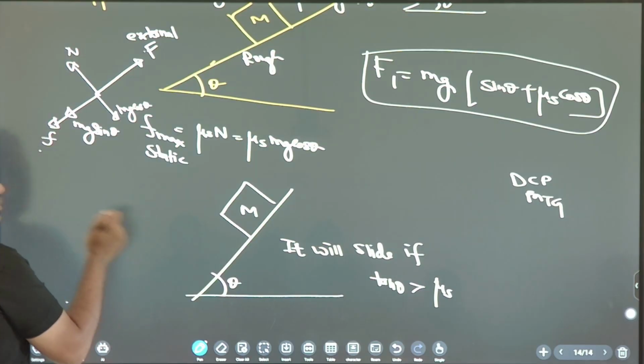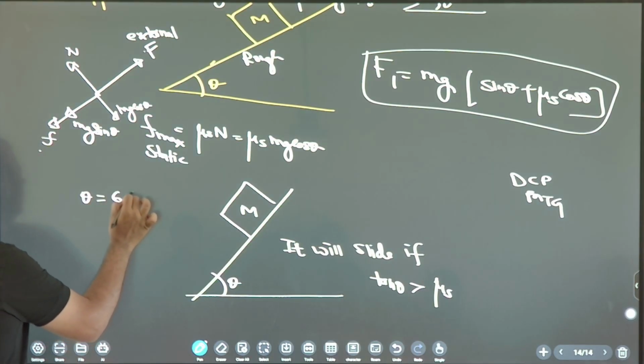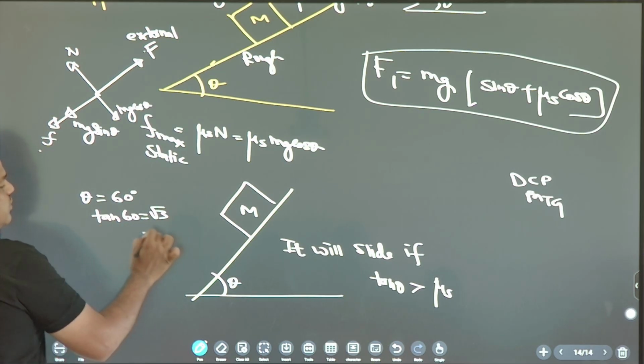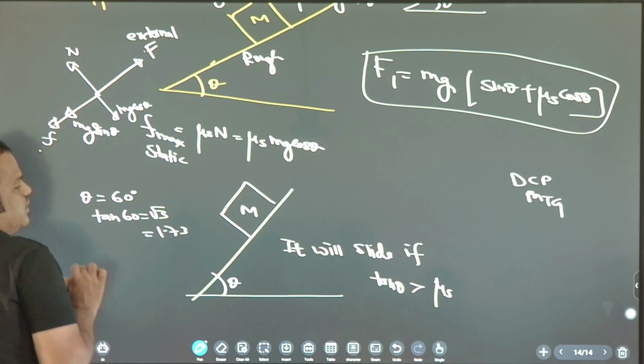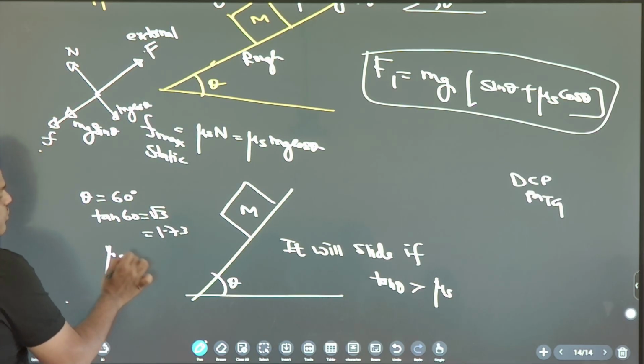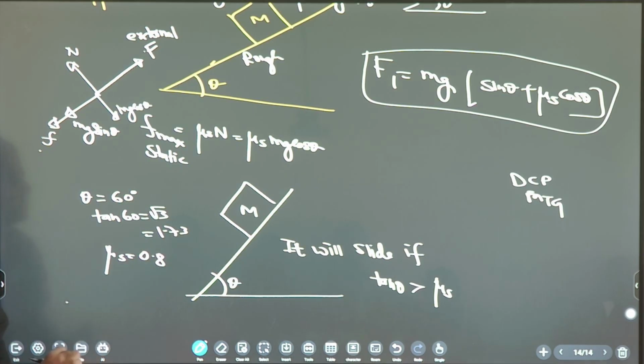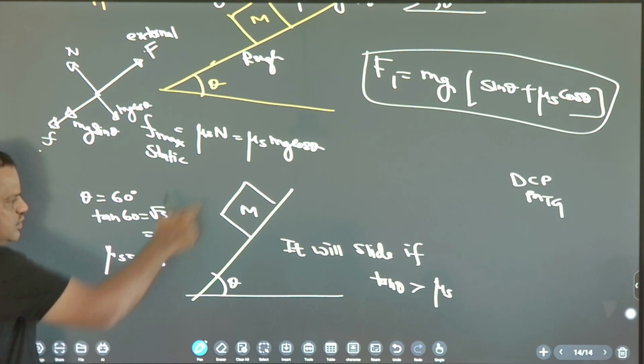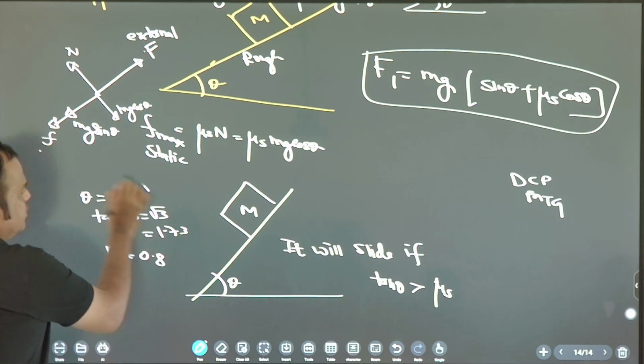Like for example, suppose theta is 60 degrees. So what is tan 60? Root 3. Root 3 means 1.73. And suppose mu s is 0.8. So tan theta is greater than mu s. So it will slide. Correct? So this is the condition.